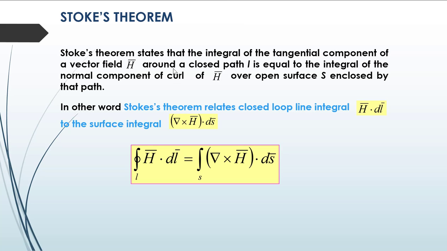Let us see the next theorem of magnetostatics, which is known as Stokes theorem. Stokes theorem states that the integral of the tangential component of a vector field, that is H bar, around a closed path L is equal to the integral of the normal component of the curl of H over the open surface S, which is enclosed by that path L.